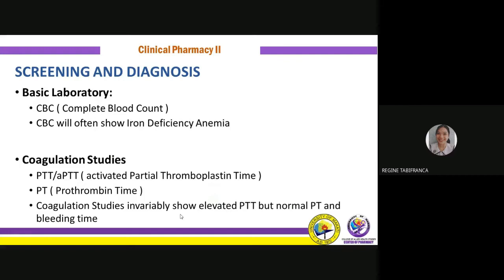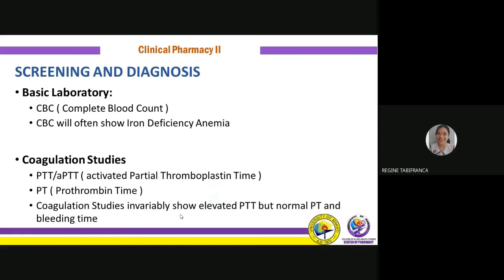And one of the causes of iron deficiency anemia is bleeding, and hemophilia is an inherited bleeding disorder. For the coagulation study, it is PTT or APTT, the activated partial thromboplastin time, and prothrombin time. The coagulation study invariably shows elevated PTT but normal PT and bleeding time. In this way, we need to know the intrinsic and extrinsic pathways.